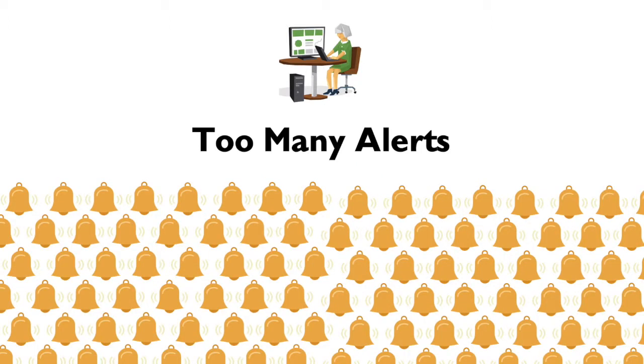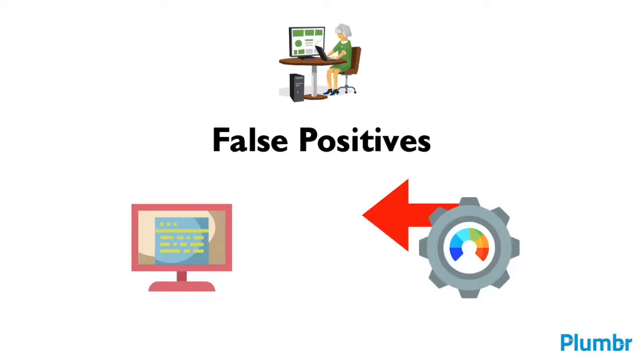Oftentimes, even when you're dealing with an incident, you'll see many alerts go off about various systems. This leads to fatigue quickly. Having too many alerts is also a symptom of false positives.